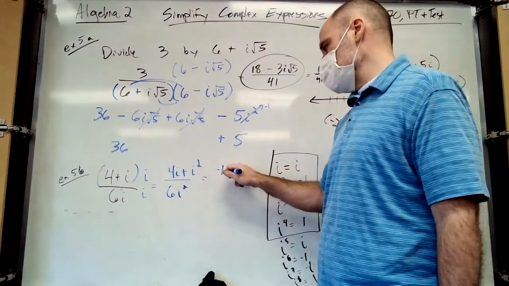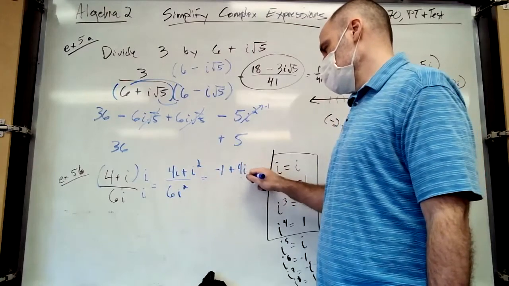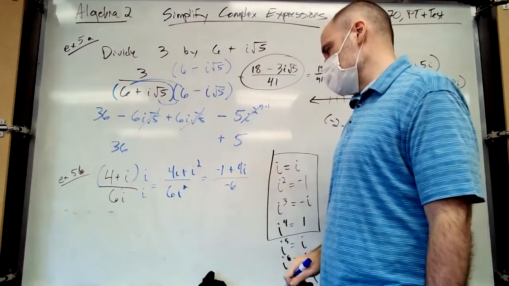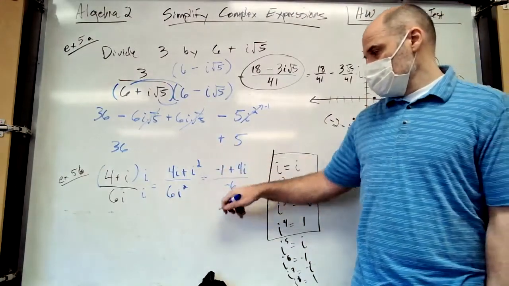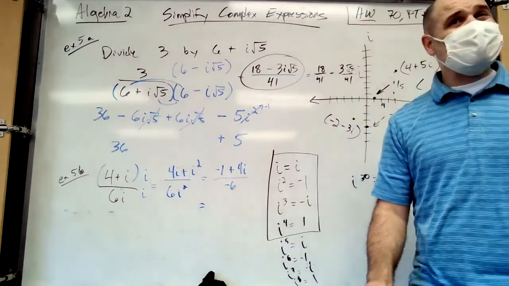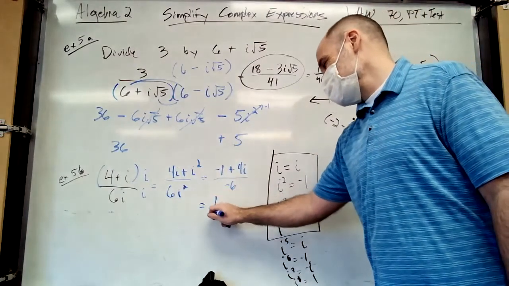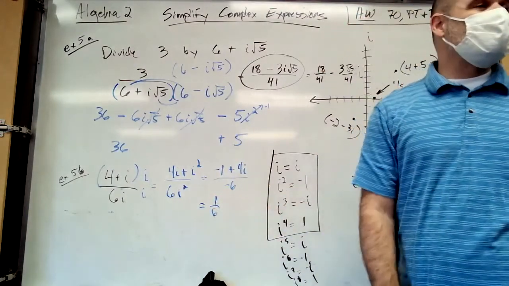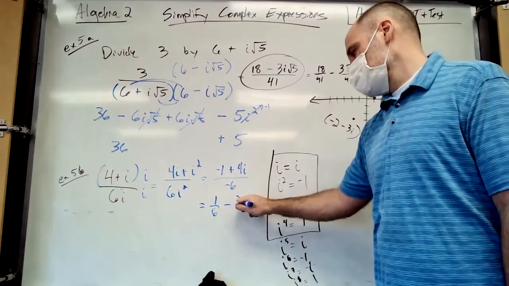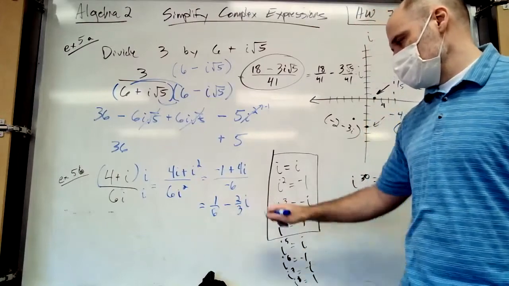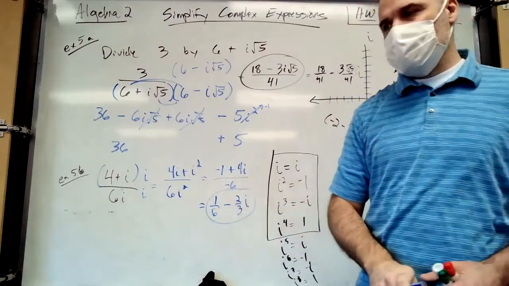So negative 1, good job putting it in the right order, all over negative 6. Okay, let's keep the real and imaginary parts separate. So negative 1 divided by negative 6 is 1/6. And then 4 divided by negative 6 is negative 2/3. So there's your final answer.